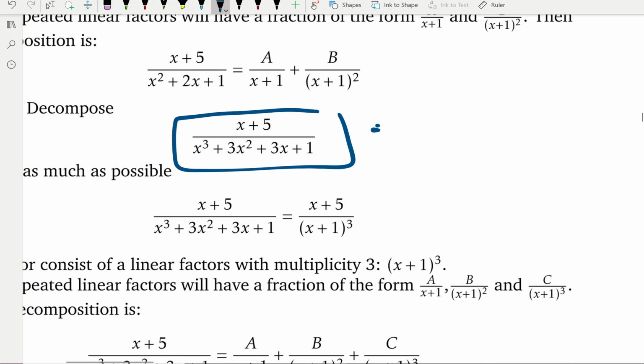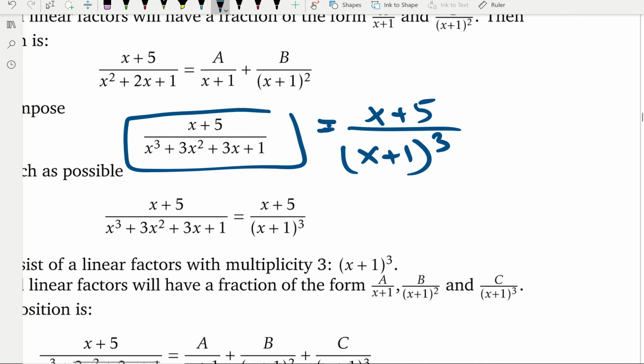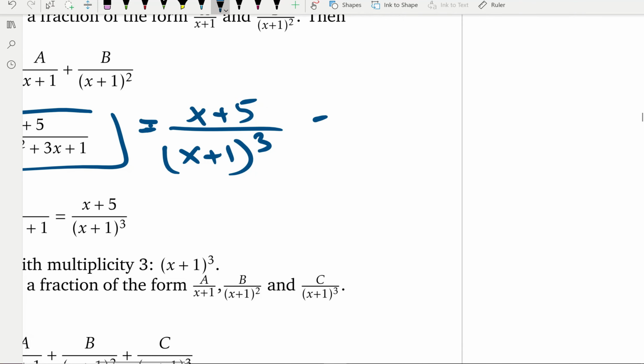So let's factor the denominator. If you factor it, you will get (x plus 1) cube. Don't worry about how I factor it, just focus on how to write the decomposition. Now how do you read it? x plus 1 is repeated 3 times. The multiplicity is 3: a degree 1 factor repeated 3 times. Now count up to 3.